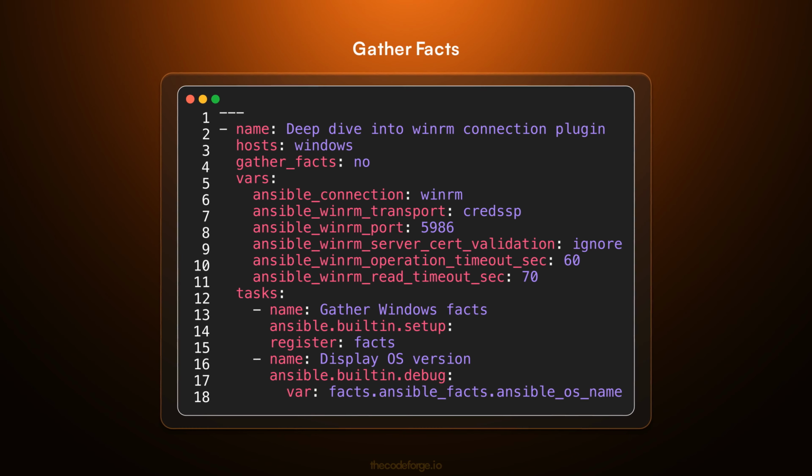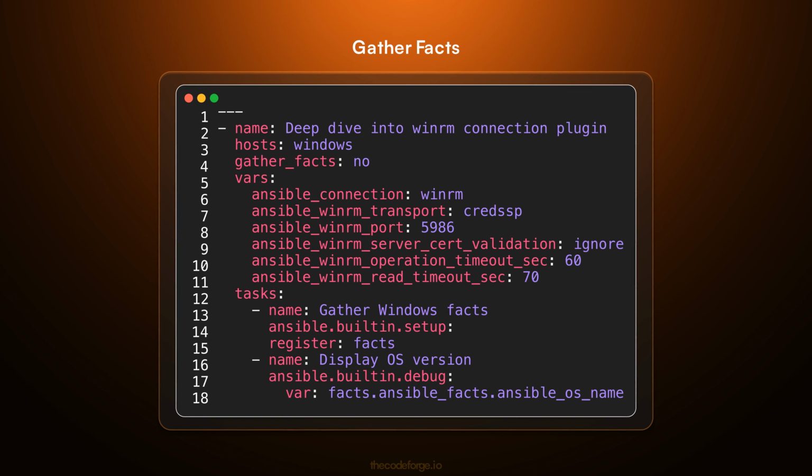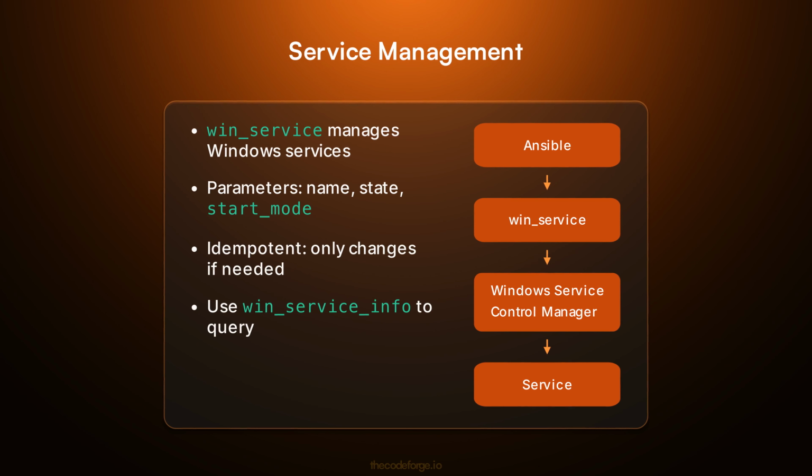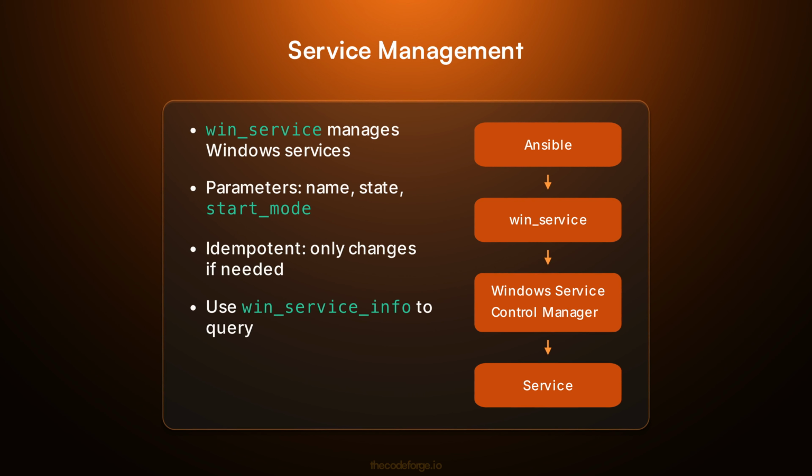This playbook demonstrates gathering Windows facts using the setup module. It uses the WinRM connection with custom timeouts. The win_service module manages Windows services. It is idempotent, meaning it only makes changes if the current state differs from the desired state. You can start, stop, restart, or set the startup mode.